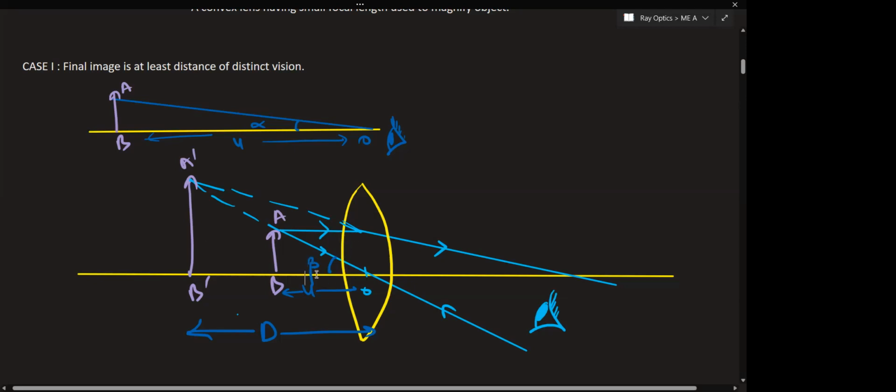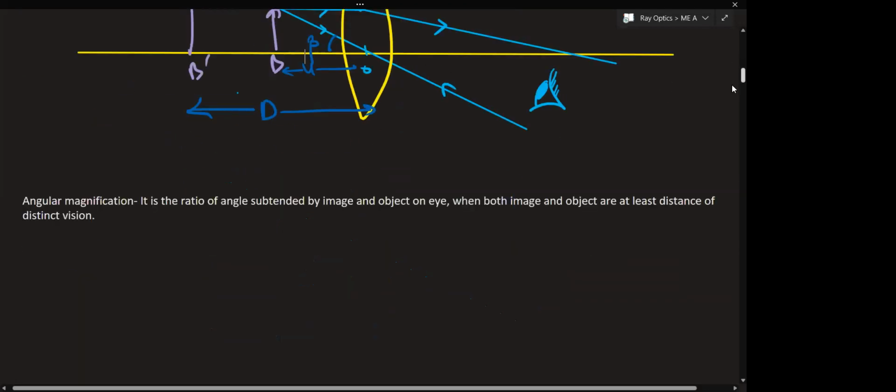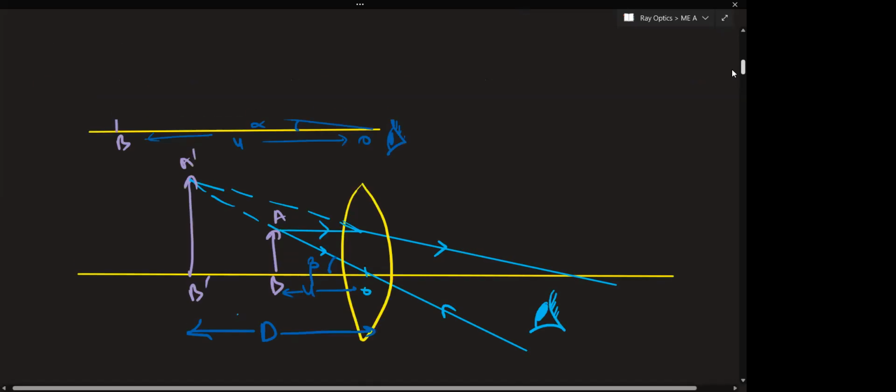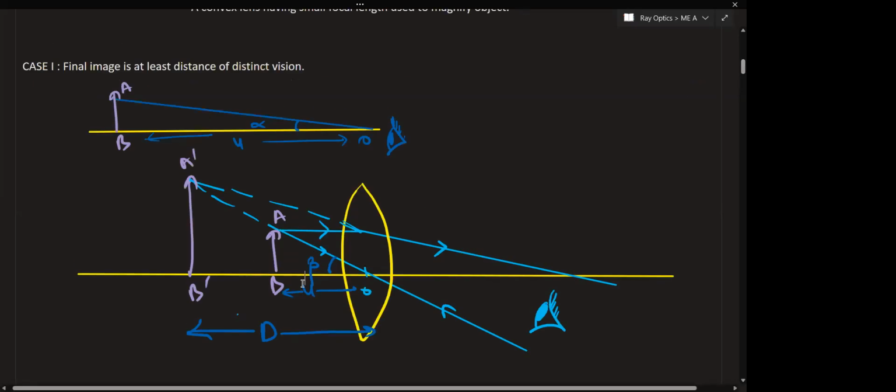Seen, this angle is beta, this angle is alpha. Now class, this is the ray diagram. Ray diagram will be drawn like this only. But one term you have is known as angular magnification. This is the ratio of the angle subtended by the image and the object on the eye when both are at the least distance of distinct vision. So see, here the object is not at the least distance of distinct vision.